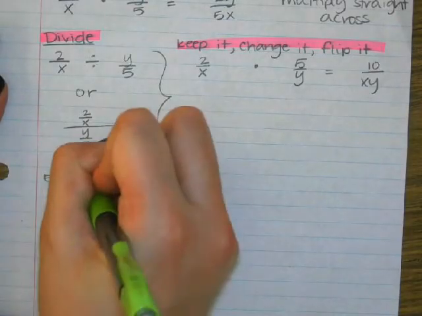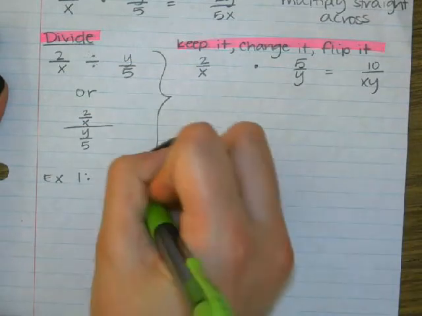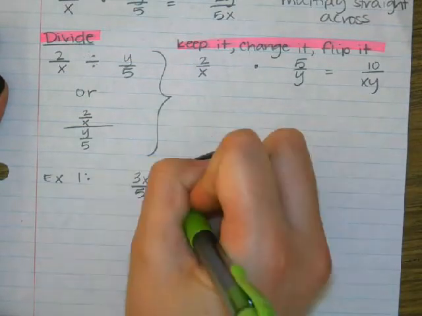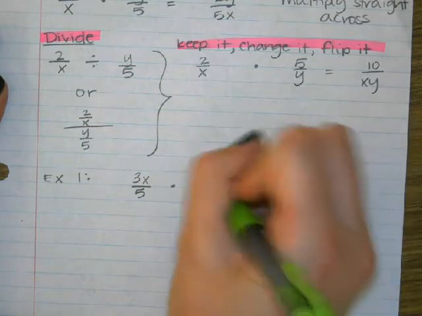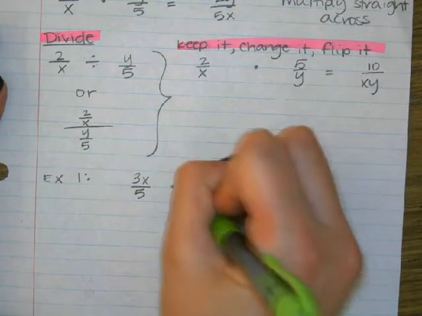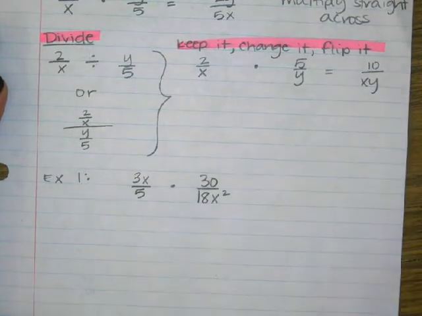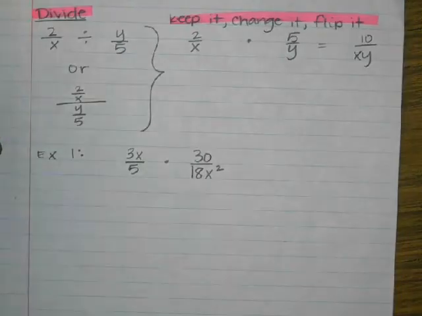Example 1. We have 3x over 5, and we are going to multiply that by 30 over 18x squared. 3x over 5 times 30 over 18x squared.